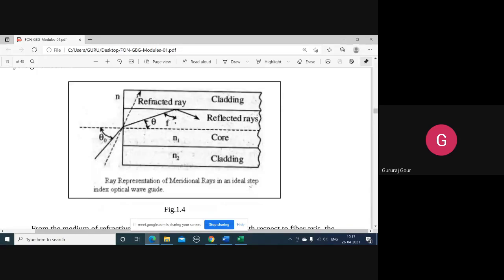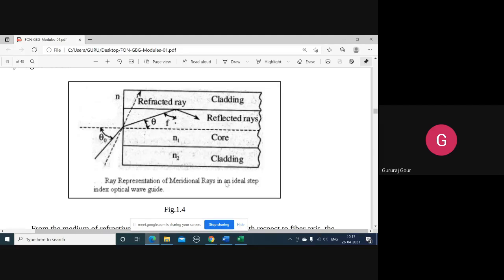Another thing you're observing in the figure: ray representation of meridional rays in an ideal step index optical fiber waveguide. This one I want to leave for a moment. Later we are going to discuss in detail types of optical fibers. Ideal step index. Step index is a one-word keyword coming to the optical domain, that you just take it as it is. We'll discuss it later in detail.